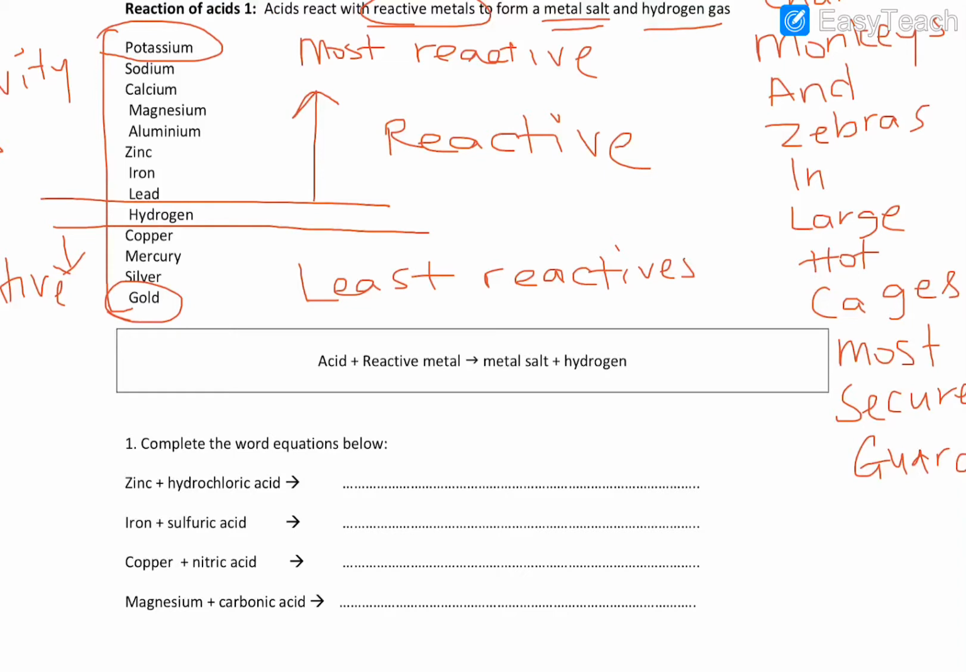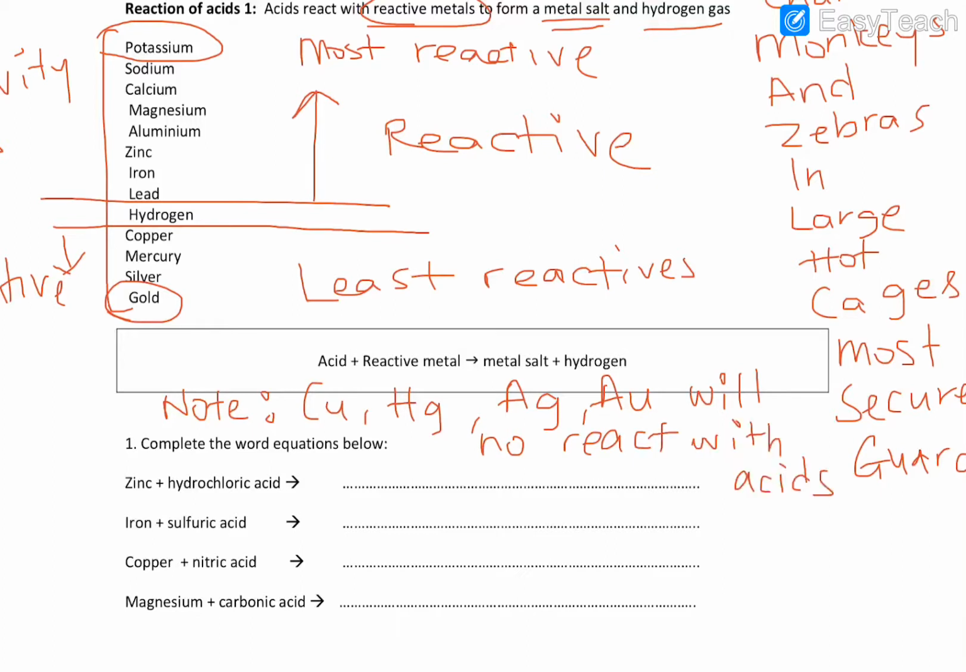Now, from that series, we know that acid will react with reactive metals to give salt plus hydrogen, which means that the acid will react with anything above hydrogen. All these are reactive metals that give salt and hydrogen, which means that anything below hydrogen will not react with acids. So make sure you note that copper, mercury, silver, and gold will not react with acid.